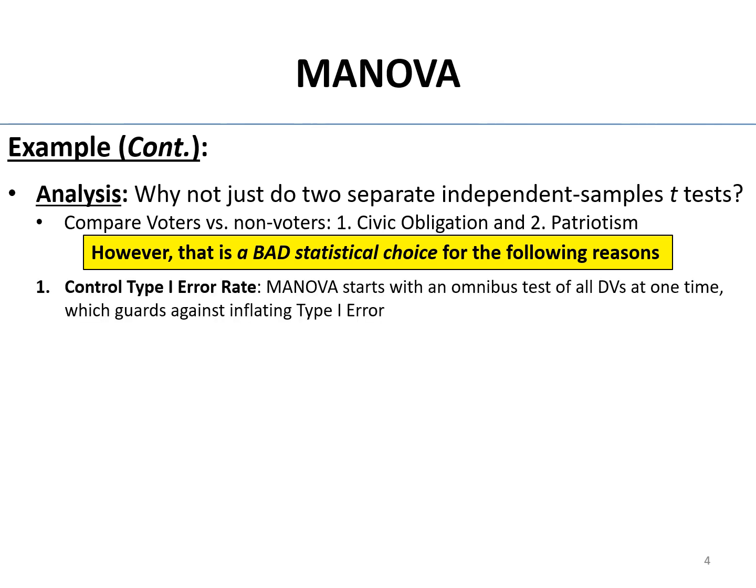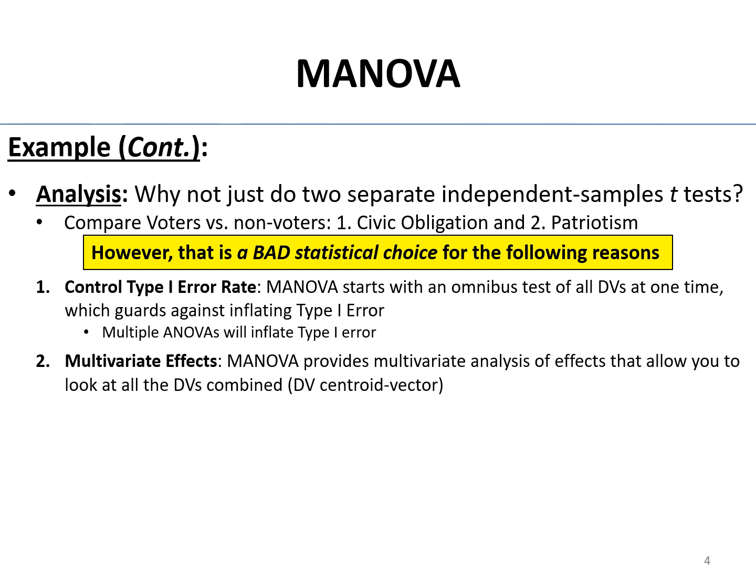Number one is the usual culprit, type 1 error rate inflation. The MANOVA starts with an omnibus test of all the DVs at one time. That guards against type 1 error inflation, meaning the MANOVA has a special effect in it called the multivariate effect, and it will be significant if there's an effect of the independent variable on either DV. So in that sense, it is an omnibus test, and it keeps you from doing two tests. You can just do one. The multiple tests would have inflated the type 1 error, but with the MANOVA, it's just one test.